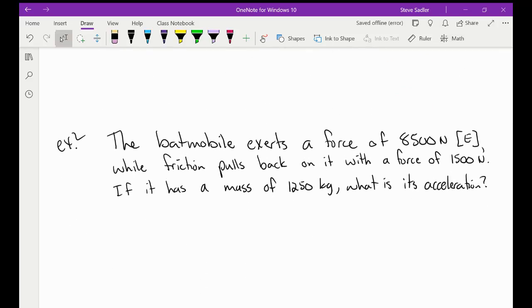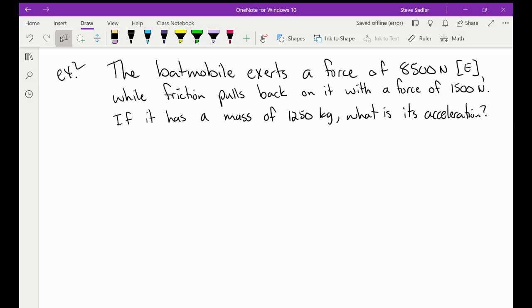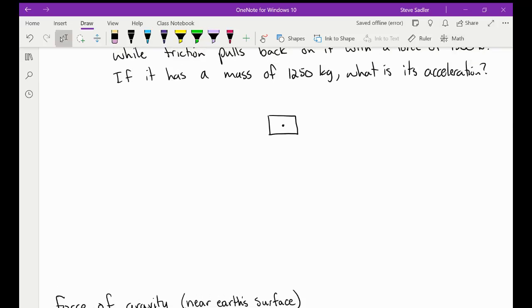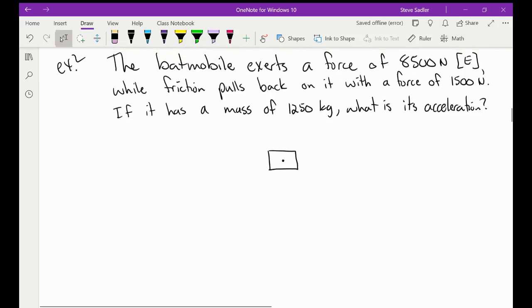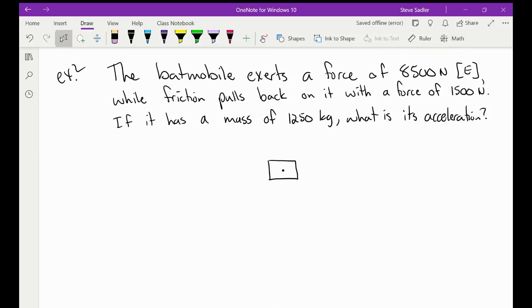The Batmobile exerts a force of 8,500 newtons east, while friction pulls back on it with a force of 1,500 newtons. If it has a mass of 1,250 kilograms, what is its acceleration? So let's draw our free body diagram. That's my Batmobile. I know it looks a lot like my toboggan, but that's okay. So what forces are acting on the Batmobile? Well, it's exerting an applied force to keep it moving.